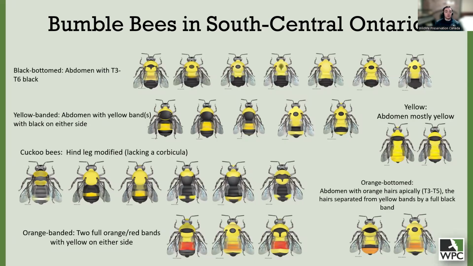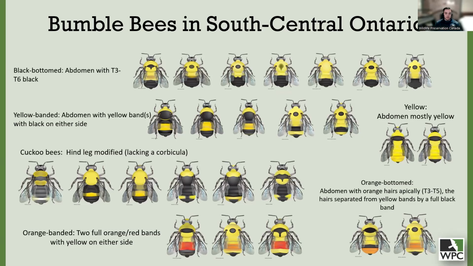What we like to do when we have a photograph of a bee or an actual bee that we're observing, we can start by placing the bee in broad color groups based on shared traits. One color group is known as the black bottoms. The abdomen is simply the bottom part of it being black, as the name suggests. Yellow banded, as the name suggests, is just yellow bands on the abdomen with black on either side. Similarly, with the yellow grouping, it's just two species where the abdomen is mostly yellow.